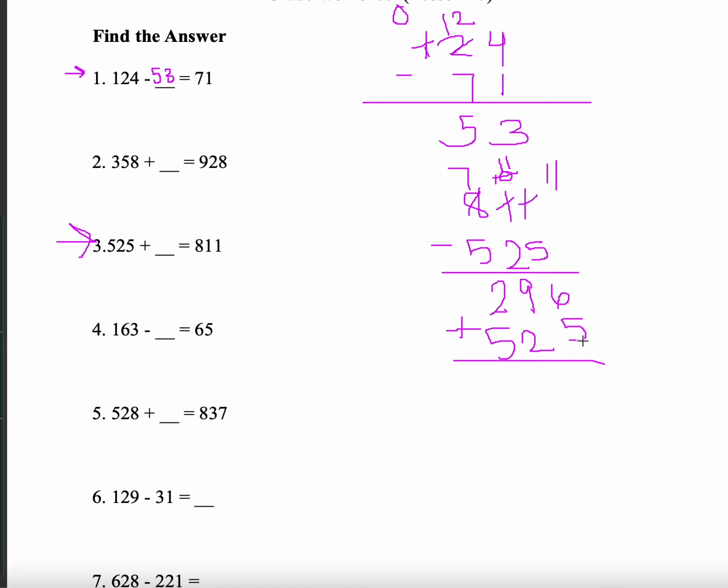So let's do that. 6 plus 5 is 11. Add that here. 9 plus 2 is 11 plus 1, 12. And add that here. 7 plus 1, 8. So now we can see that we made a mistake here.